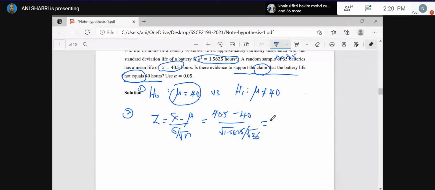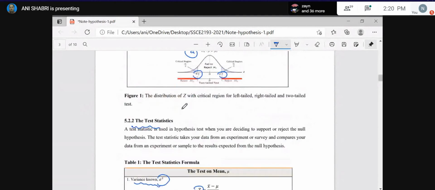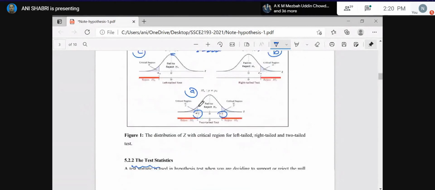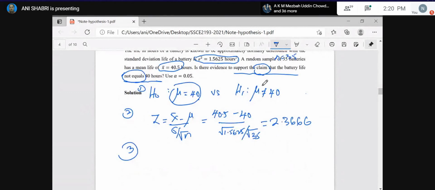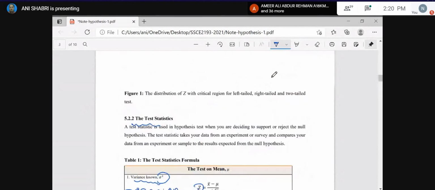Okay, after we get this, we go to step 3. We want to determine the region, the border, accept or reject. If you see the hypothesis, this one is not equal. We look at the region for not equal.